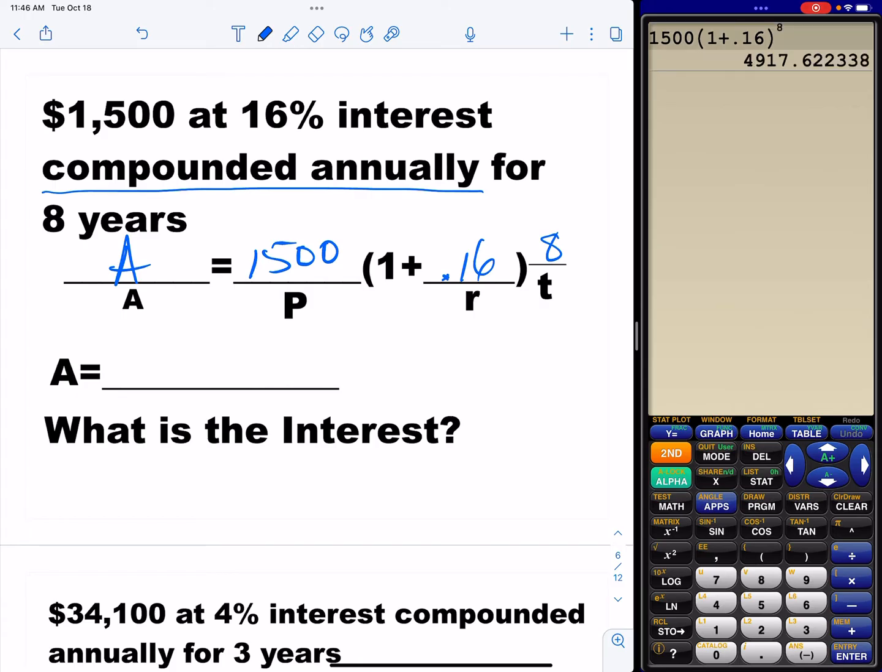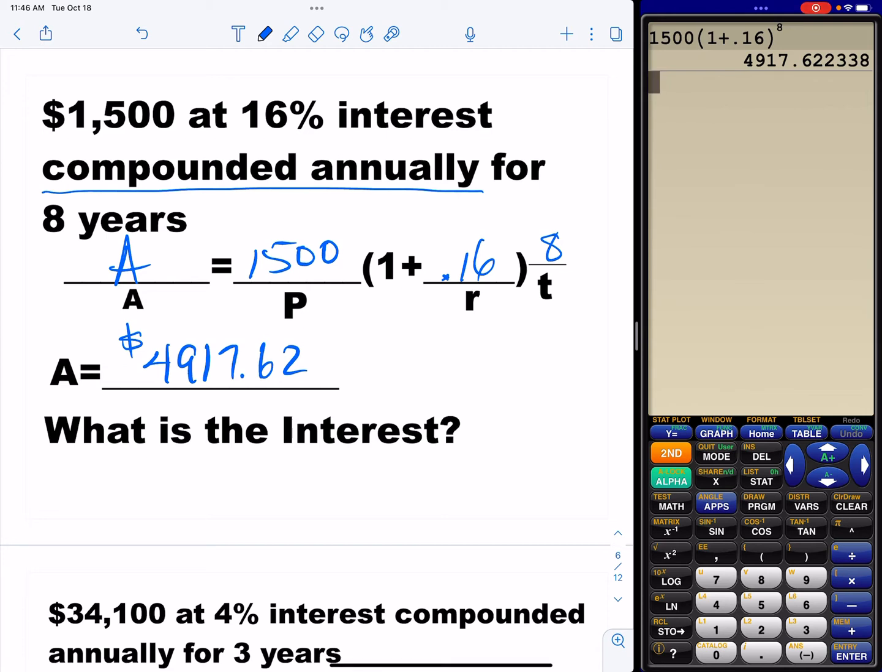And on a lot of these, because of that exponent, you are going to get some ugly answers. So we need to remember that we round to the nearest cent. So the A, the all of it, is $4,917. And since it's 0.622, it's just 62 cents. And you add your dollar sign.